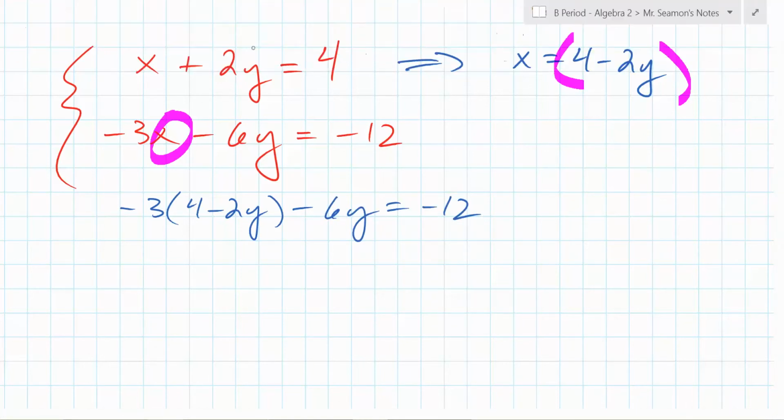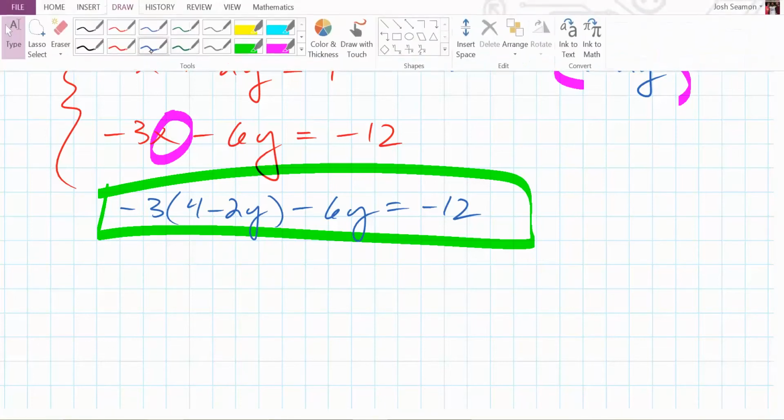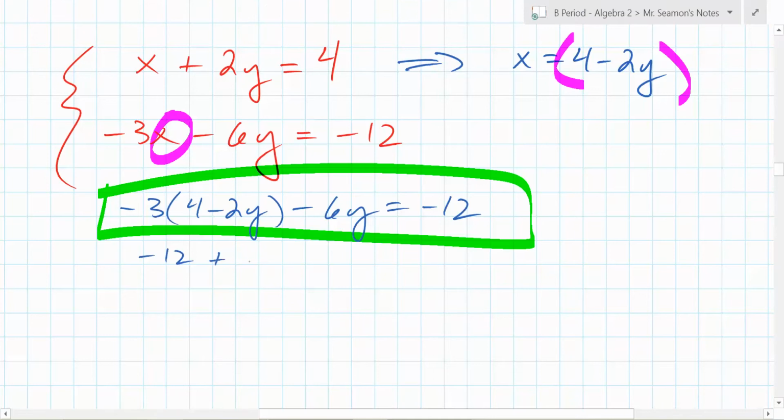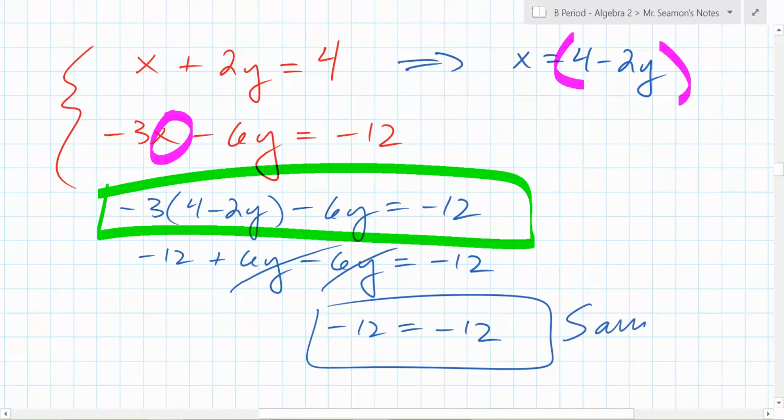How many variables are right there? 1. There's the same one twice, but it's one variable in one equation. So can we theoretically solve for y? Theoretically. Yeah, so let's try solving for it and see what happens here. You get negative 12 plus 6y minus 6y is equal to negative 12. Oh, look what happens here. That goes away. You end up with negative 12 is equal to negative 12. What does that mean? Same line. If you graph this, it's the same line.